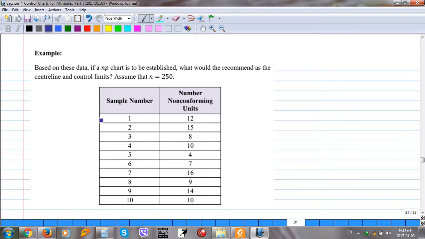Then this is the example. Based on these data, if an NP chart is to be established, what would you recommend as the center line and control limits? Assume n equals 250. So the sample numbers are given, and the number of non-conforming units. Earlier it was non-conforming units, now the number of non-conforming units is given. You have to find the control limits for the NP chart.